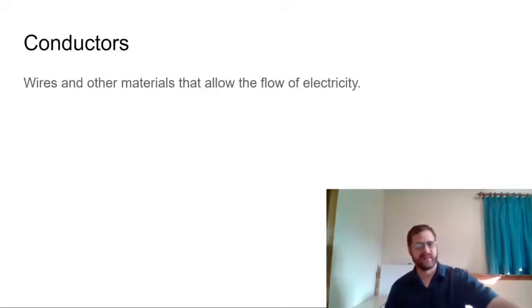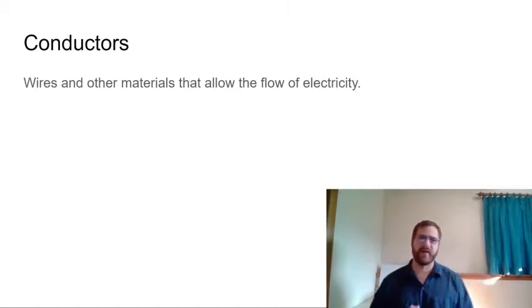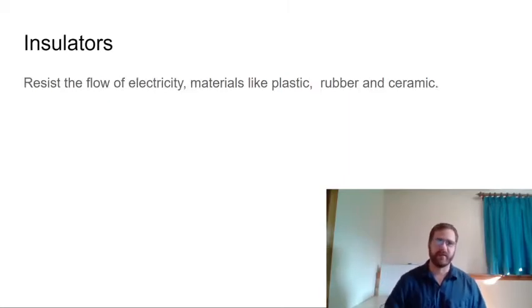Conductors. Conductors are wires. So we've got wires here, and other materials that allow the flow of electricity. Now, pretty much anything will flow electricity if you throw enough voltage at it, but conductors are materials that flow electricity easily. Some common examples you're going to see in the automotive world are copper, steel, brass, gold. There are actually gold connectors in cars and places, and probably some other stuff that I'm forgetting.